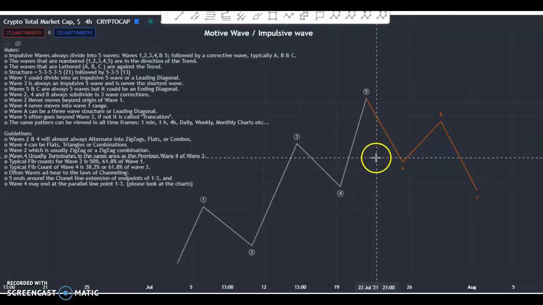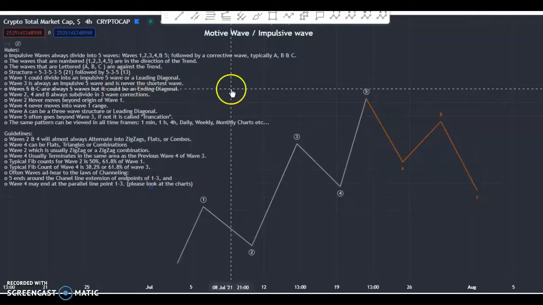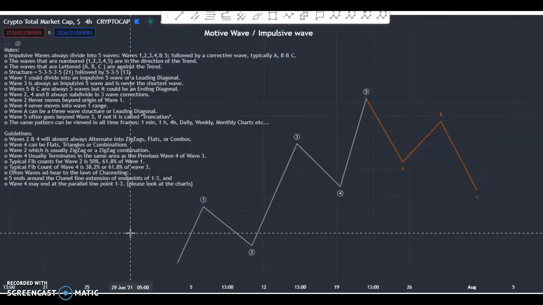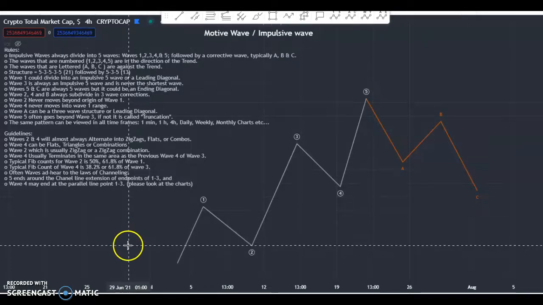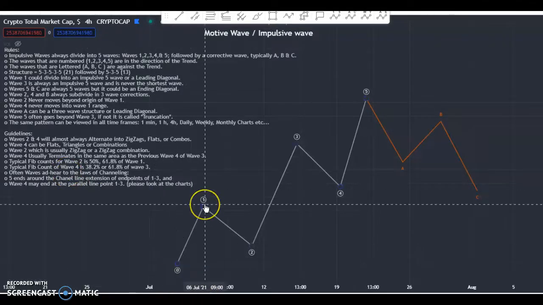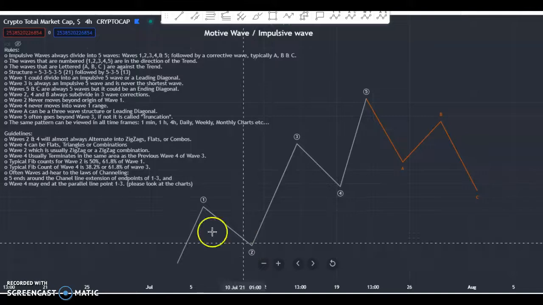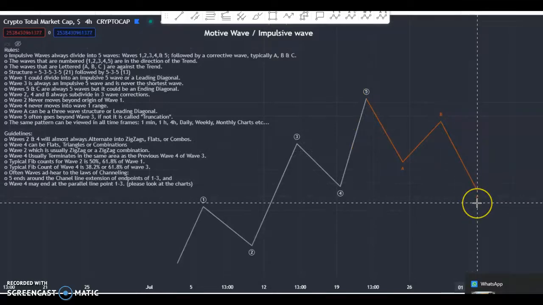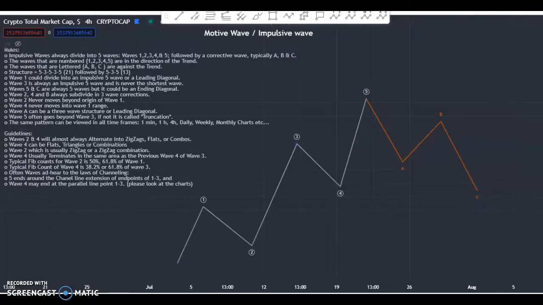Wave 1 could divide into an impulsive wave or a leading diagonal. In the next few videos we'll talk about certain structures of diagonals, flat patterns, and all those things as well. But for now, let's grasp the basics of Elliott Wave. So like I said, the first one will be subdivided in 5 and then 3 waves down. Once you recognize there is a 5-wave impulsive move like this, that is normally an indication of the direction of the trend, and the best is always to wait for your correction to complete. That is when you want to get in and buy that market.